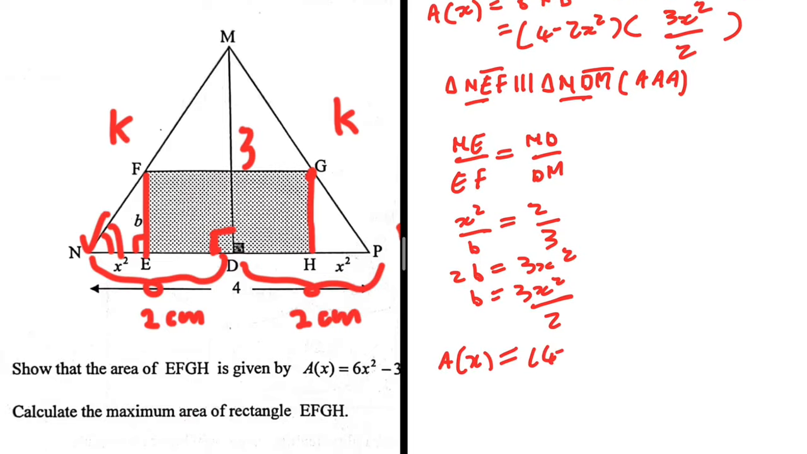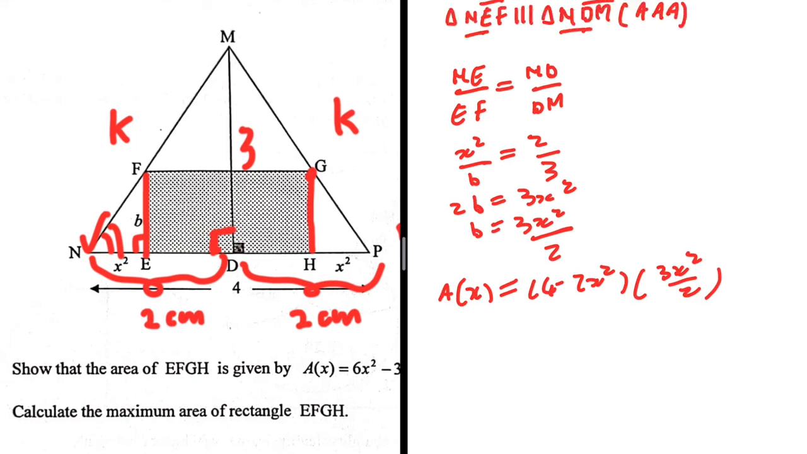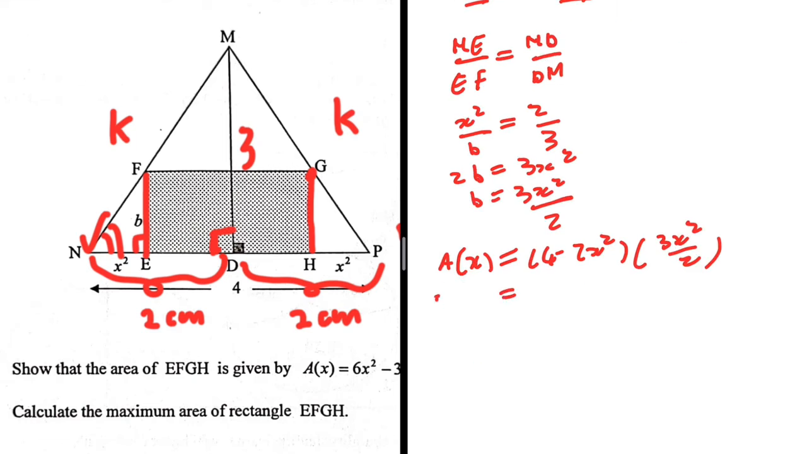4 minus 2x squared multiplied by 3x squared divided by 2. Right. So A of x will be equal to 4 multiplied by 3 over 2. So that is 4 multiplied by 3, which is 12. I'm already doing the calculation in my head. And then divided by 2 should be 6. So we have 6x squared minus 2 multiplied by 3 over 2.